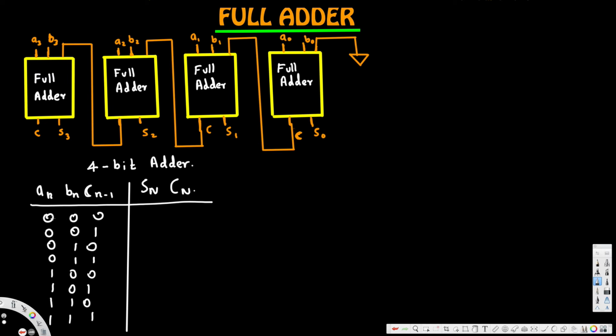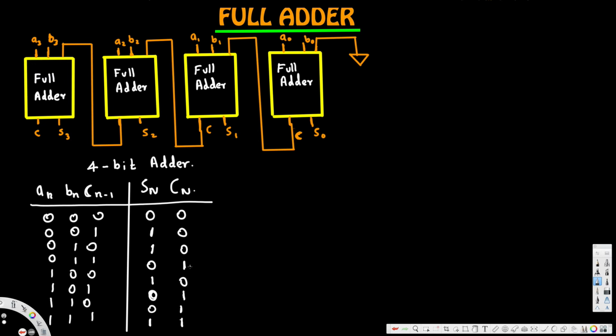Now first, for 0 0 0, the sum is going to be 0, and the carry is also 0. For 0 0 1, if you add them together, the sum is 1, and the carry is 0. For 0 1 0, the sum is 1, the carry is 0. For 0 1 1, if we add them we have 0 and the carry is 1. For 1 0 0, the sum is 1 and the carry is 0. For 1 0 1, 1 plus 1 is 0 and a carry. For 1 1 0, again 0 and a carry. For 1 1 1, we have sum 1 and carry 1. So this is how it's going to look.